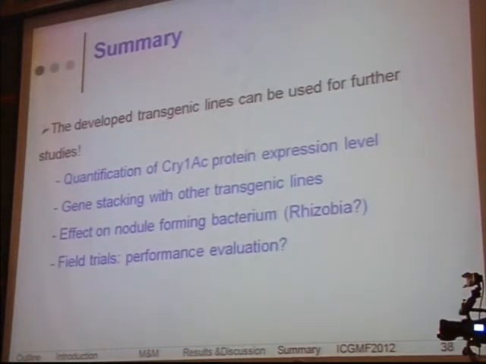In summary, we have already developed these lines. I think the next step will be crossing of these lines with other lines, so maybe antifungal gene-containing lines, so we have more genes in one line. We also need to make some quantification analysis for protein. We have to make some studies also on non-target organisms like rhizobium. And a very important thing is to make field trials.